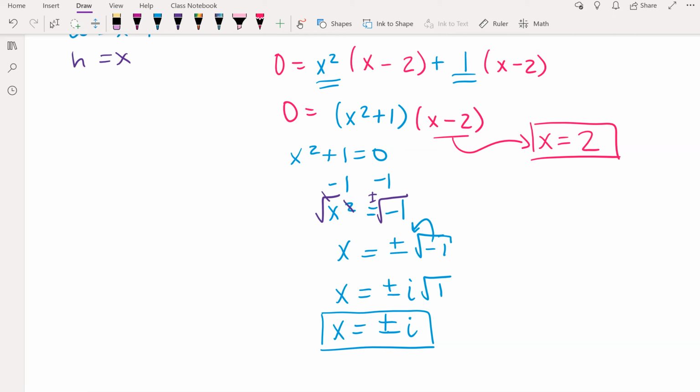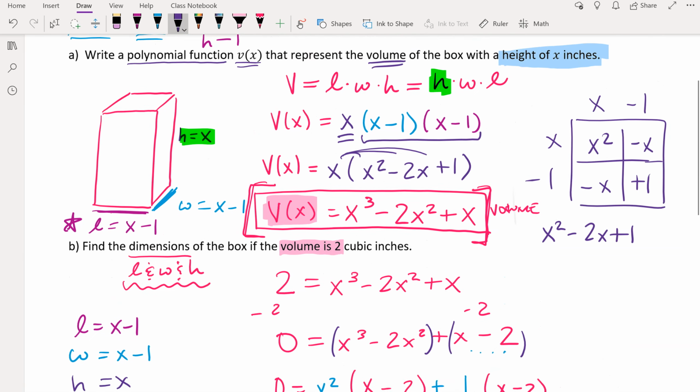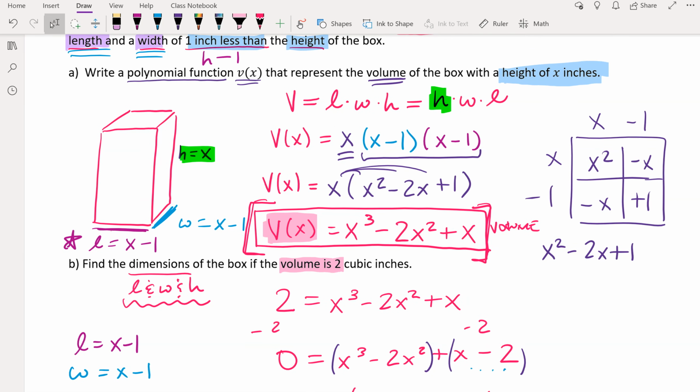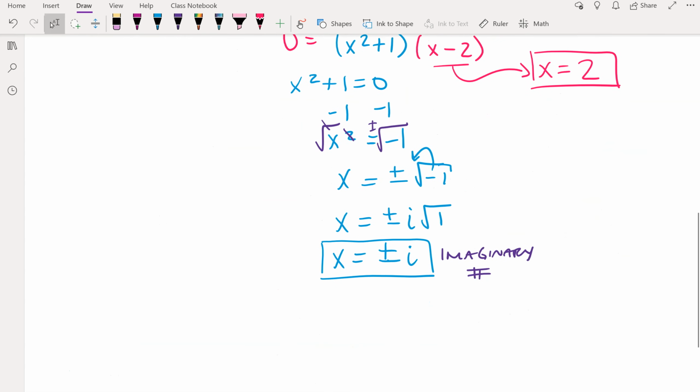What is I? I is an imaginary number. Are we solving an imaginary problem? What's the problem that we're solving? We're talking about a real box, like a box for an actual candy company. That's real. We cannot have imaginary solutions to a real problem. So guess what we get to do? We get to say, forget this solution. It's imaginary. It doesn't make sense for a real problem.